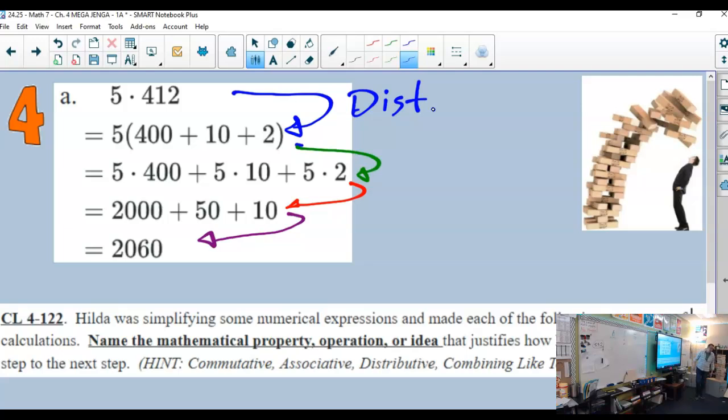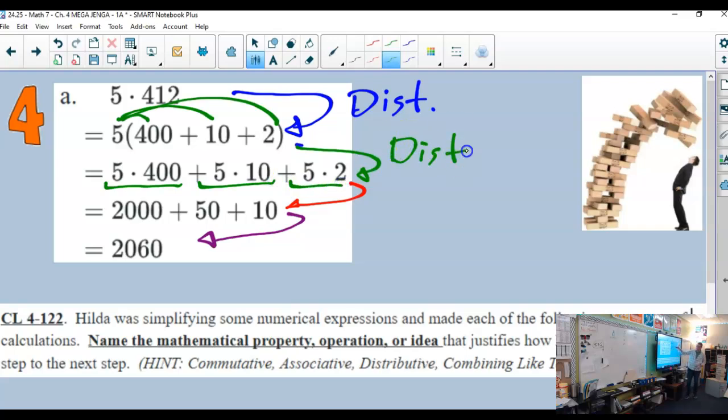What I have is a green arrow up here. So it is distributed. They're still distributing. Because they showed, well, they didn't show the arrows, but they're now doing 5 times 400, 5 times 10, 5 times. It's still distributive property. Jackson, what about the next one that I have a red arrow up here?